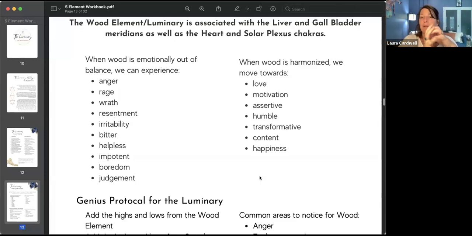They're assertive without being angry. They tend to be humble. They create transformation wherever they're going because they're leading from that heart center. They're content and they're happy, right? And that's wood types, but it's also anyone's wood, right?